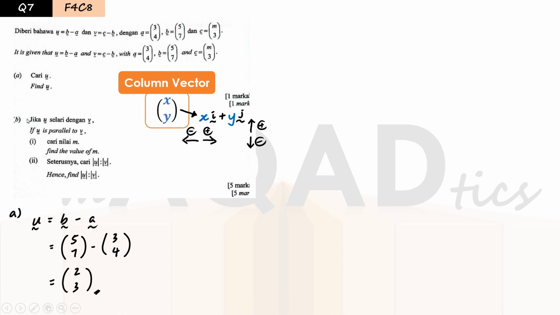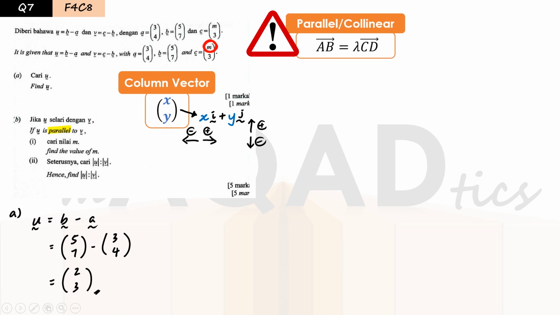And for part B, it says if vector u is parallel to vector v, then for the first part we need to figure out the value of m, which is the value of vector c here. If it says parallel, what do we need to do? This is a very important word in vectors, because if we see parallel, we can use this result.